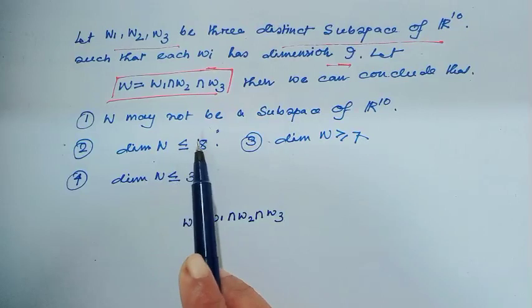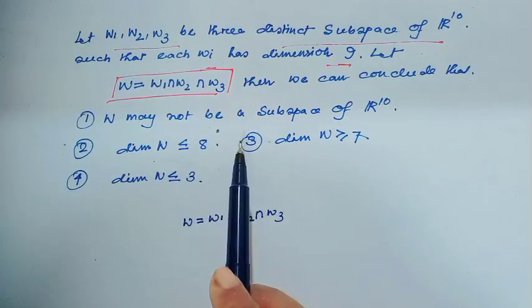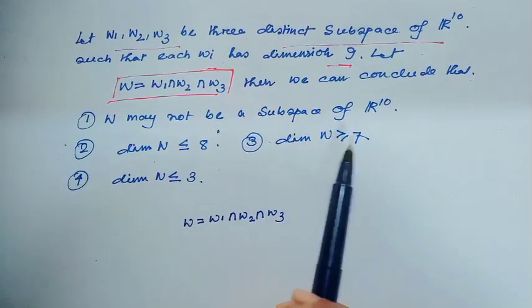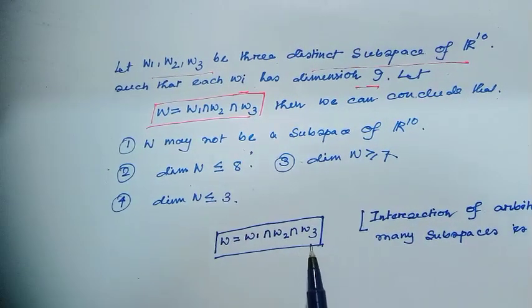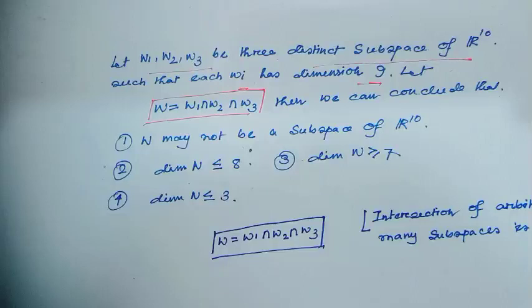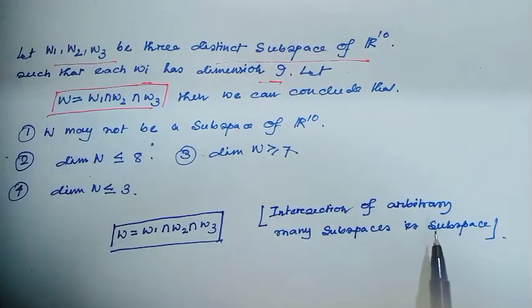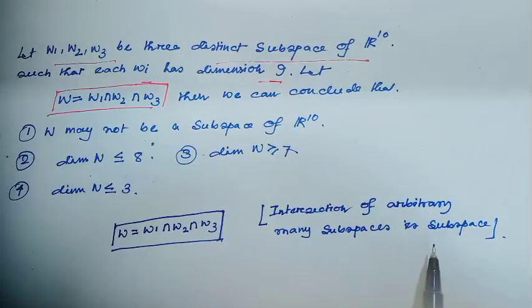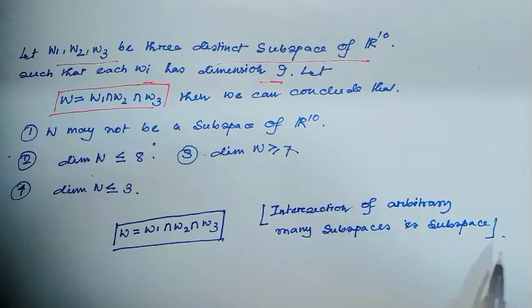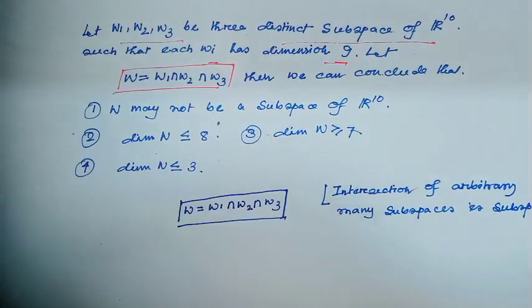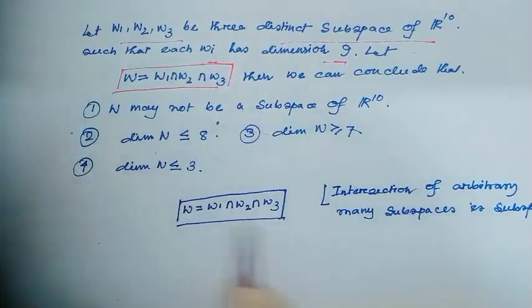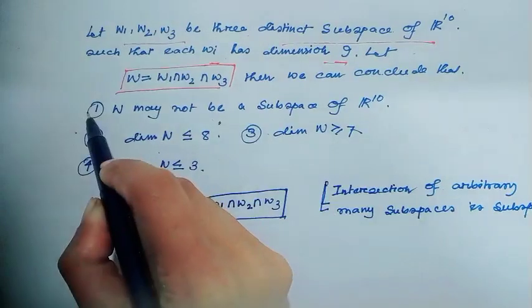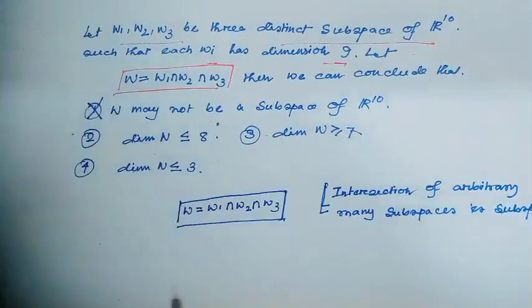Here the first option indicates W may not be a subspace of R10. Notice here W equals W1 intersection W2 intersection W3. And all of us know the theorem: the intersection of arbitrarily many subspaces is always a subspace. But the first option indicates W may not be a subspace of R10. So by this theorem we can tell option 1 is a wrong option.